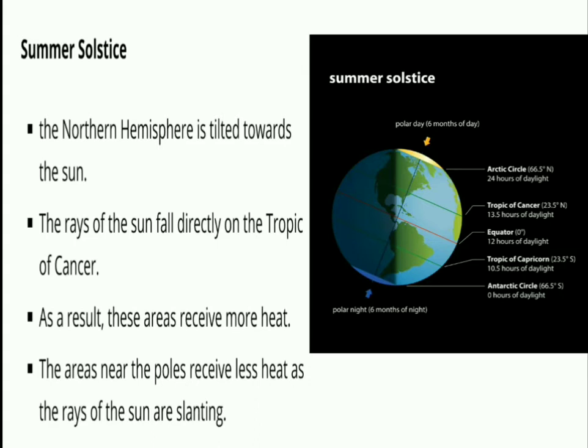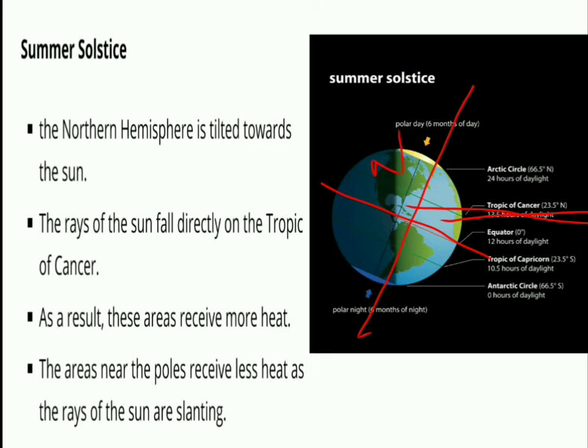So let us discuss how the revolution changes the earth's position as well as the seasons. Start with the summer solstice. The northern hemisphere is tilted towards the sun. This is the sun, and our earth is tilted towards the sun. Tilted means inclined towards the sun. So the sun's rays fall on the Tropic of Cancer. Where is the Tropic of Cancer? It is located in the northern hemisphere at 23 and a half degrees northern latitude. The sun's rays directly fall on this latitude.